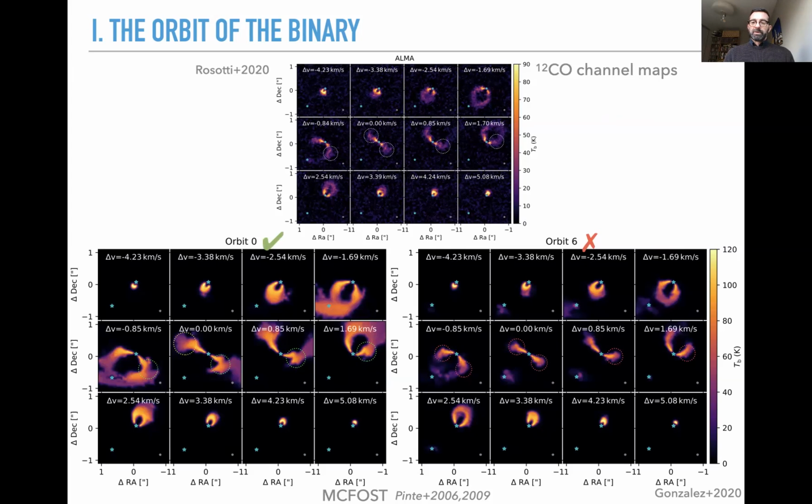You may notice that the brightness temperature for our simulated observation for orbit 0 is larger than that in the actual observations. This is due to the fact that our simulations did not include the inner disk, which intercepts a fraction of the stellar photons, which then reduces the brightness temperature of the outer disk.